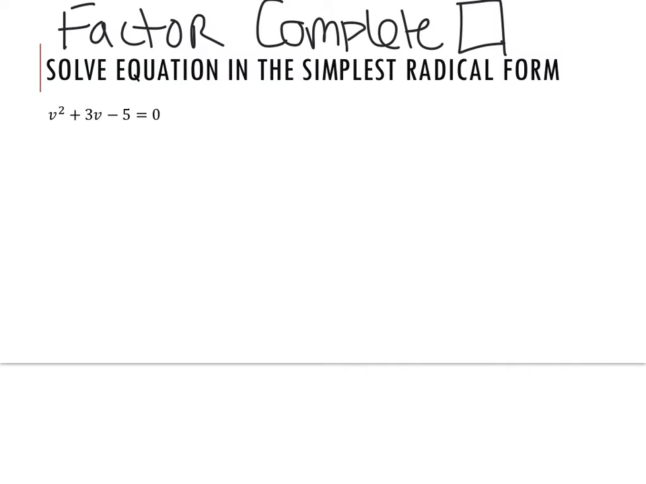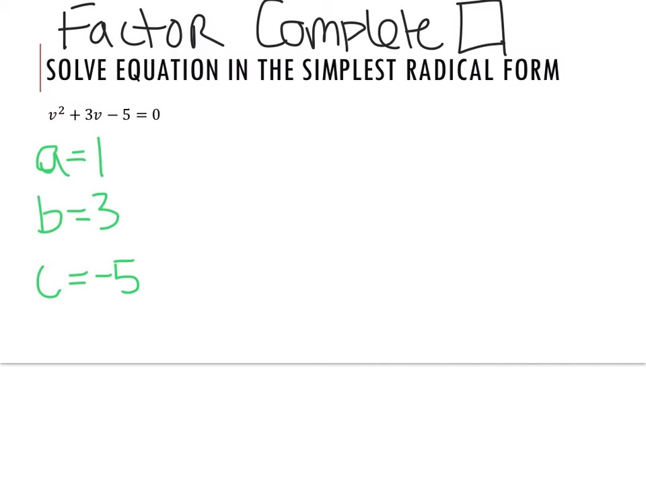is which. So in this case, a is always the number in front of the thing that's squared, which is a 1. B always comes next. It's in front of the variable that's not squared, so that's 3. And C is always the number by itself, and that's negative 5.